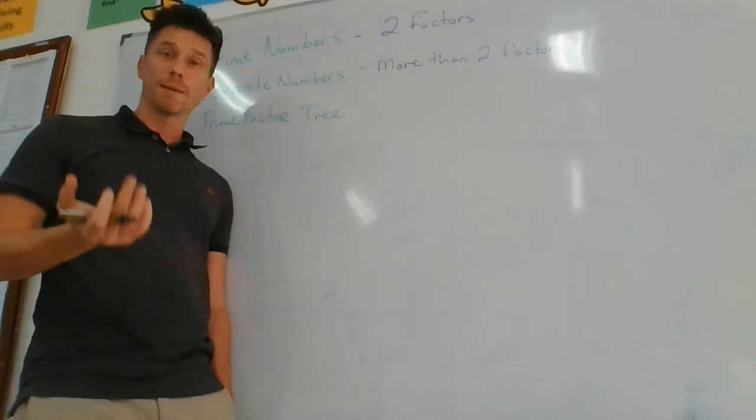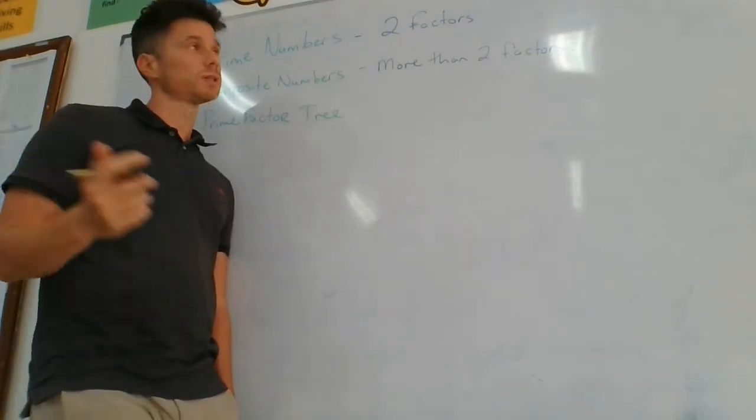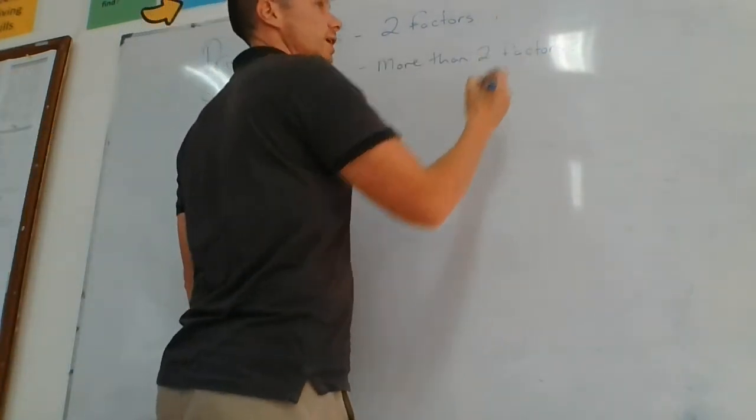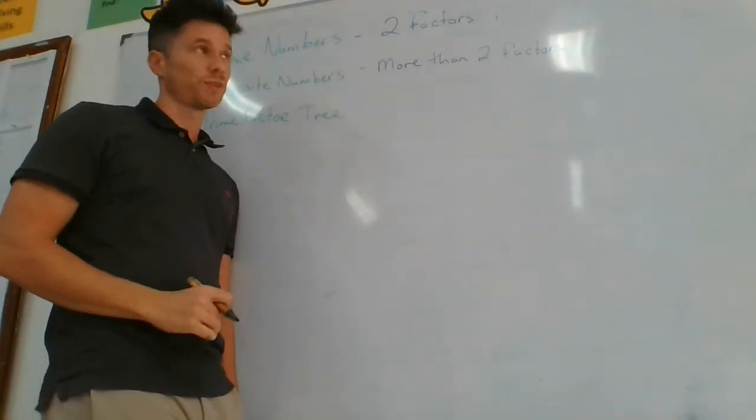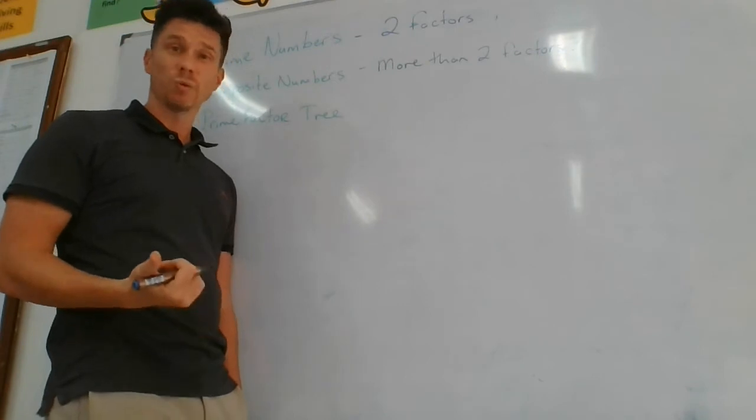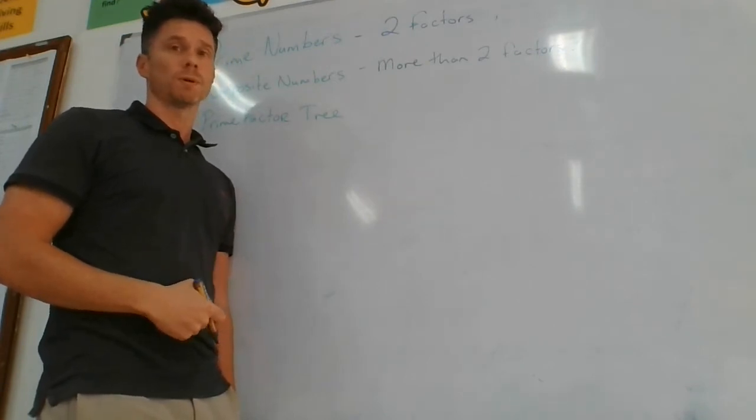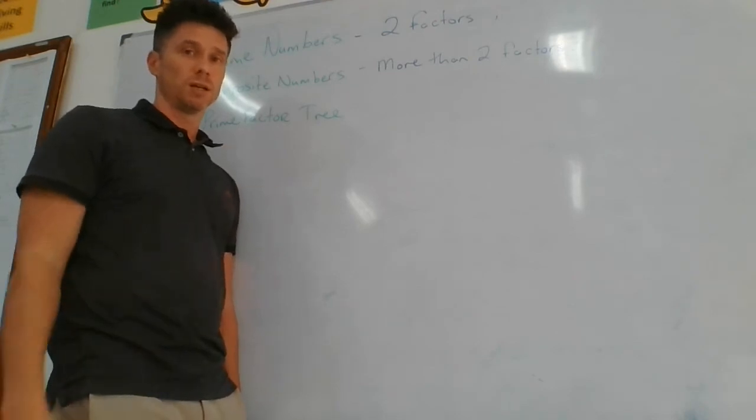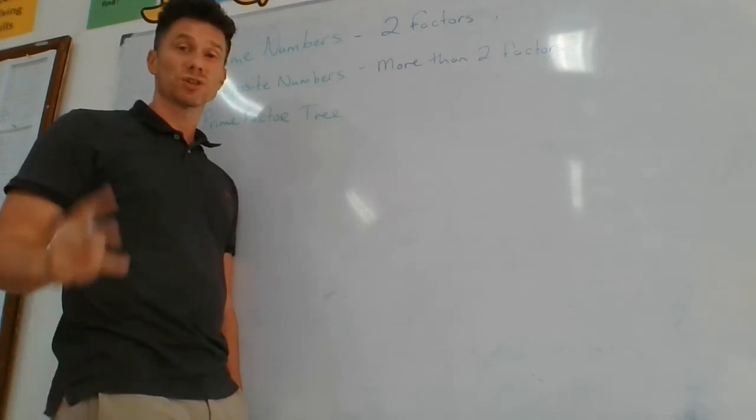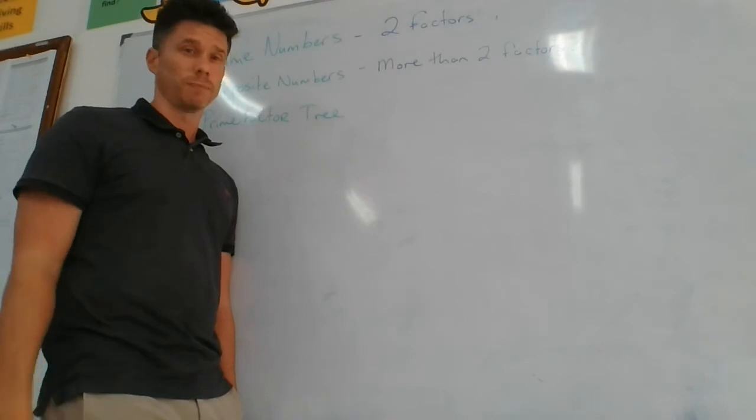Okay, so examples of prime numbers, for example, 3, 5, 7, 11, 13. 9 would not be a prime number because remember 3 times 3 is 9 as well as 1 times 9. So it's all about counting those factors. If we're just stuck with 2, that's a prime.